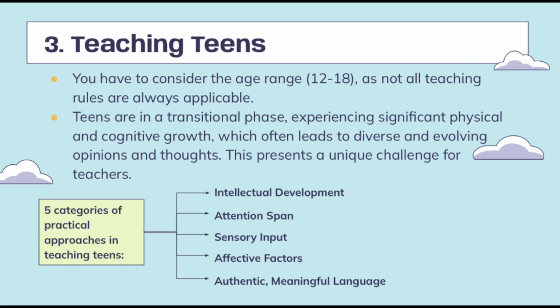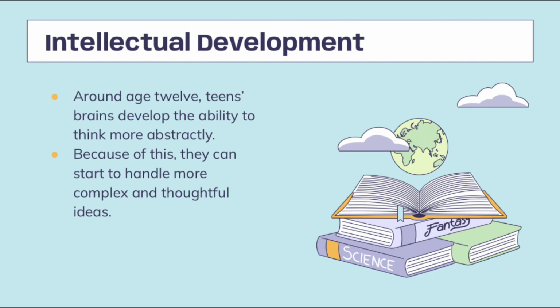For teaching teens, you have to consider the age range, like 12 to 18, as not all teaching rules are always applicable. And teens are in a transitional phase. It's like they are experiencing significant physical and cognitive growth, which often leads to diverse and evolving opinions and thoughts. And this presents a unique challenge for teachers. The five categories of practical approaches in teaching teens are intellectual development, attention span, sensory input, affective factors, authentic and meaningful language. First is intellectual development.